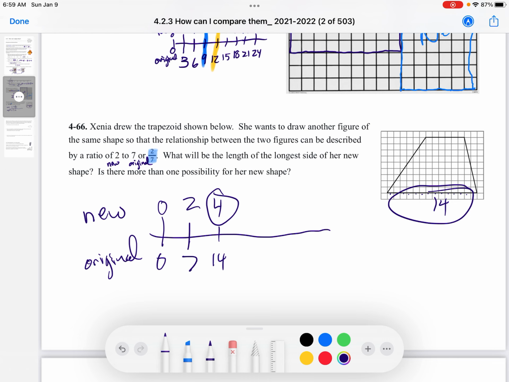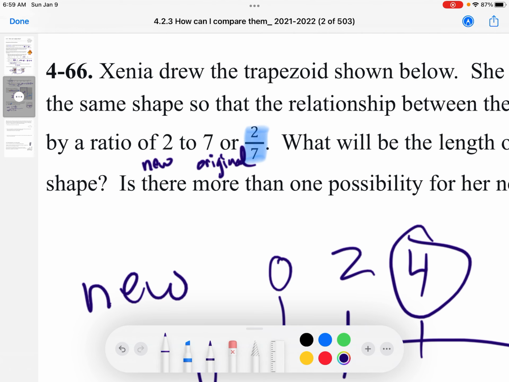If you wanted to say it was original to new, you could write that way, because any ratio can be written in both directions. However, when we see it in this case, without it being told, we want to make it a reduction.